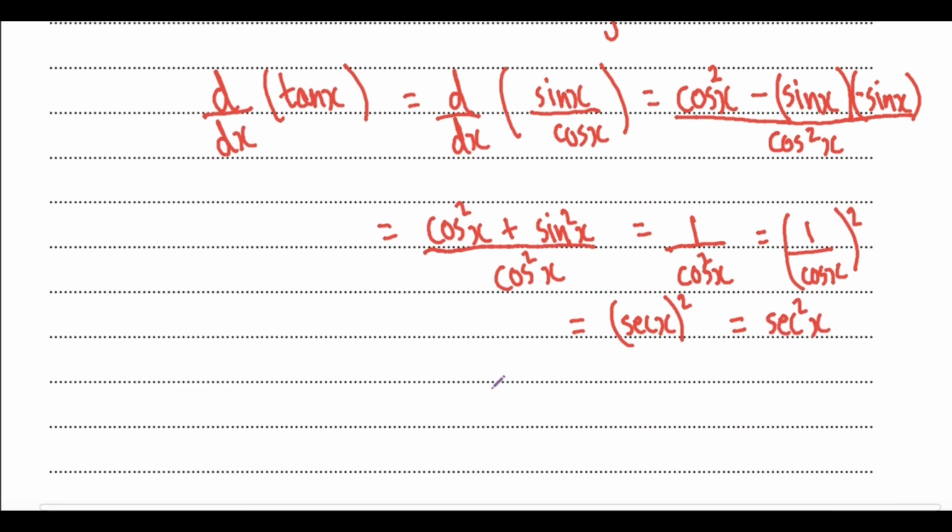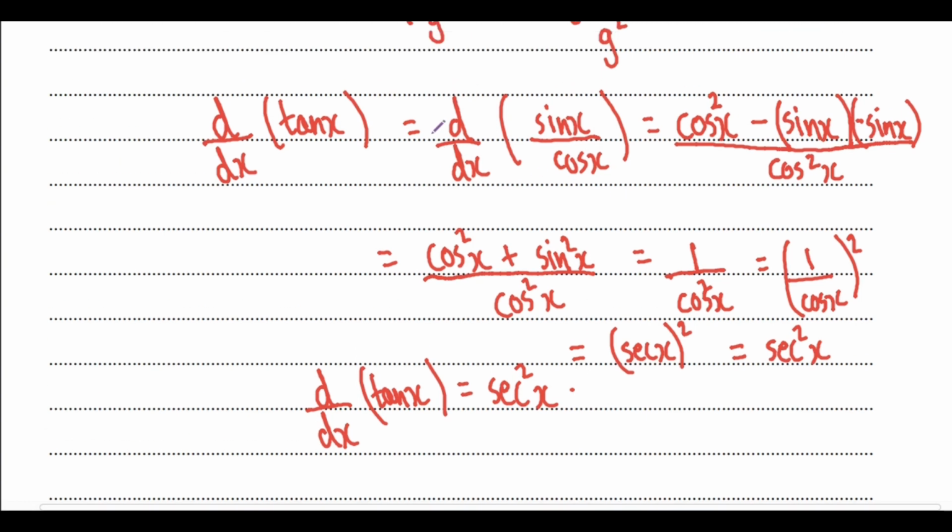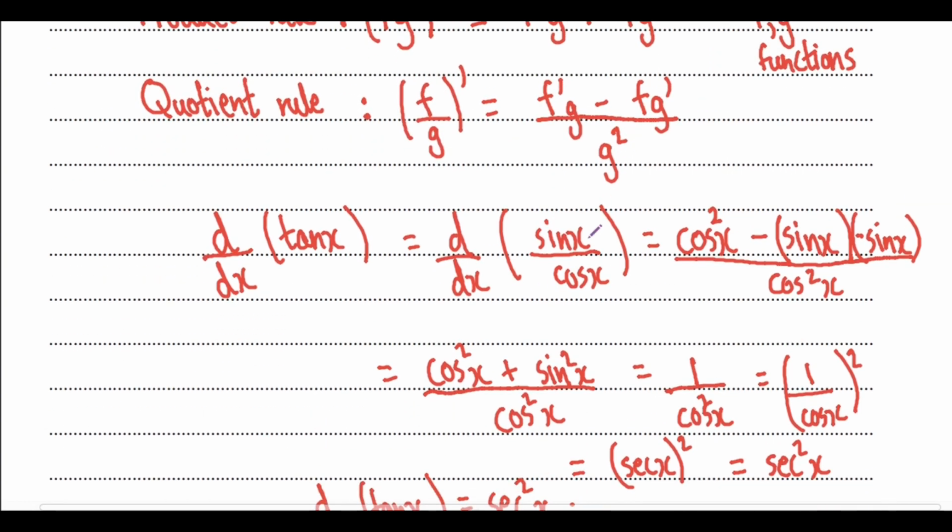So that means the derivative of tan of x, or the tangent of x if you want, is equal to secant squared of x. And that's why this is true. I did mention this in one of the videos, I think in the chain rule video, and now you can see when you use the quotient rule, this turns out to be true.